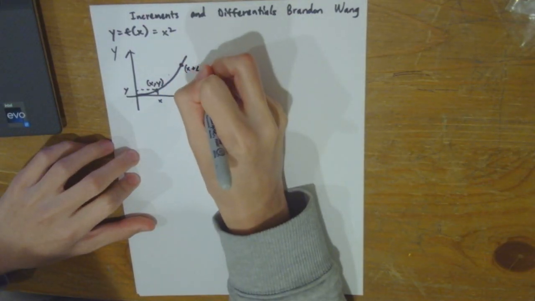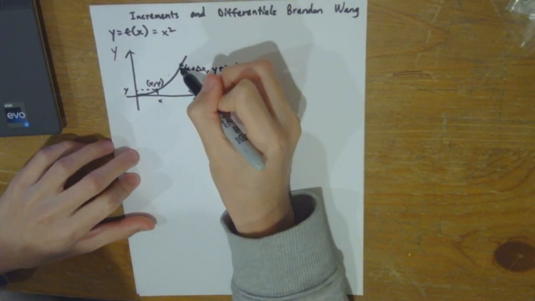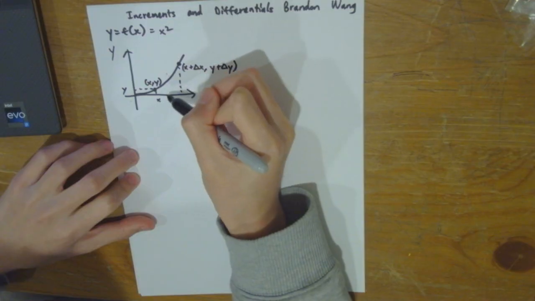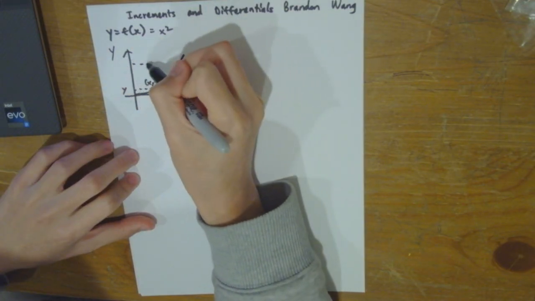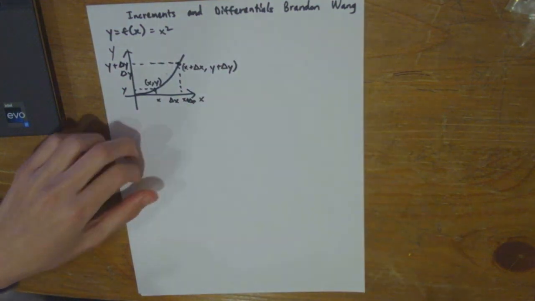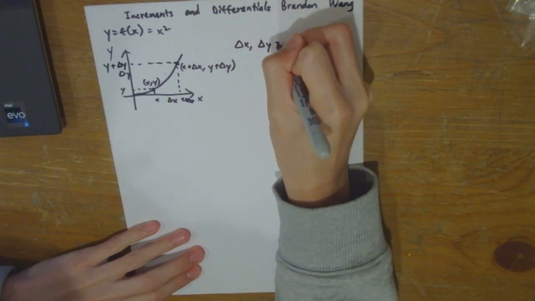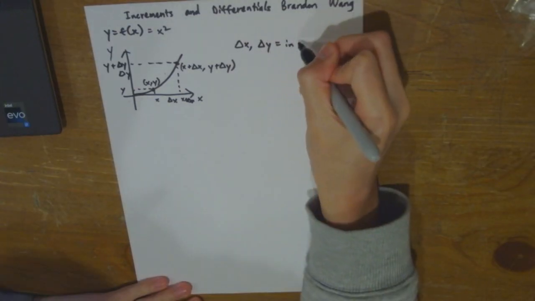x plus delta x, y plus delta y, where the distance along the x-axis is delta x, and the distance along the y-axis is delta y. So delta x and delta y are sizable changes in x and y, so like 0.1 or 0.01, and these are known as increments.